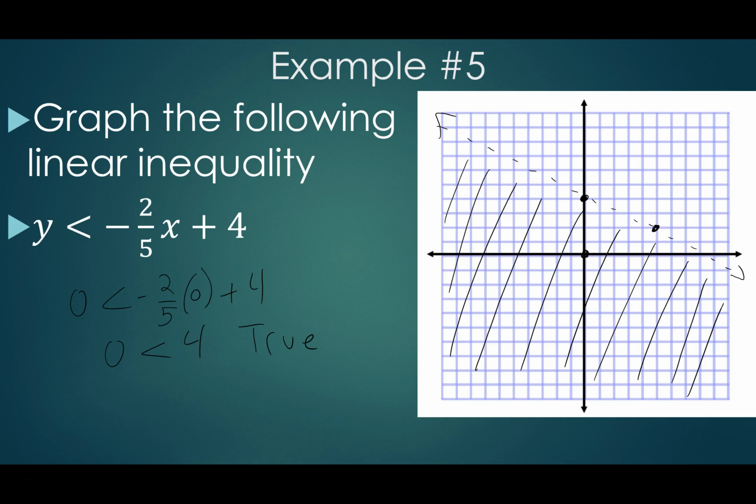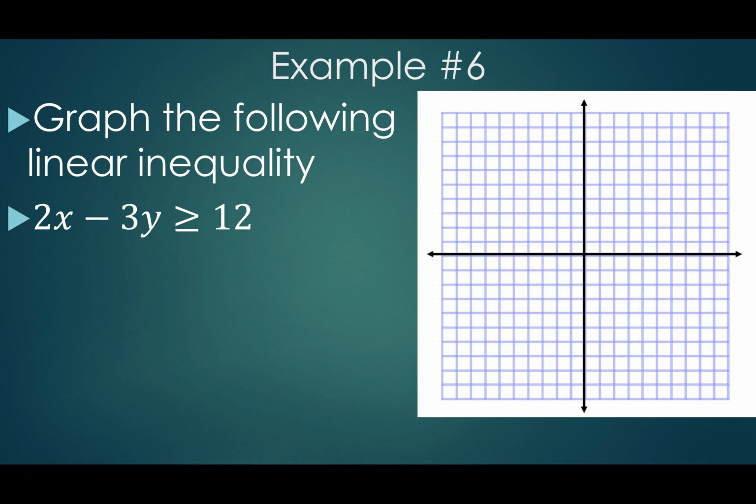Again, you don't have to plug in the point when it's in slope-intercept form. It's pretty easy, above or below based off the inequality sign. When it's in standard form, you need to be a little more careful, though. Again, first off, we still find the points. So 2x equals 12, negative 3y equals 12. So x is 6, and y is negative 4.